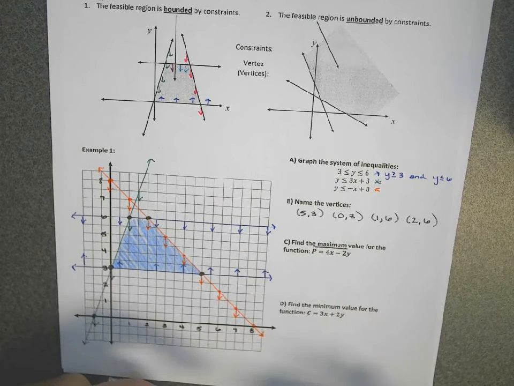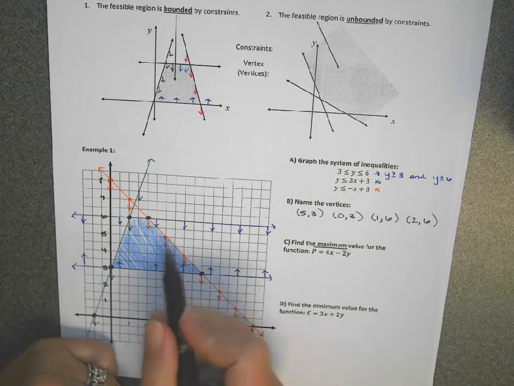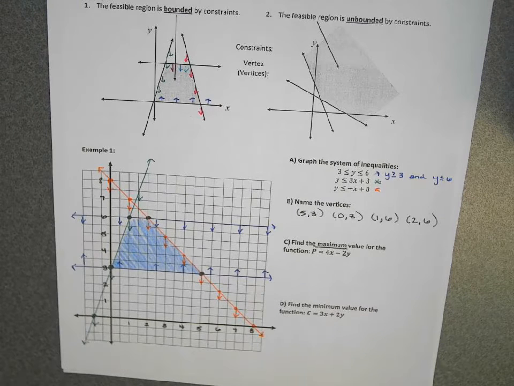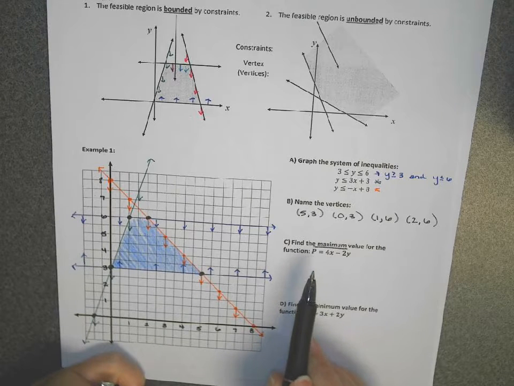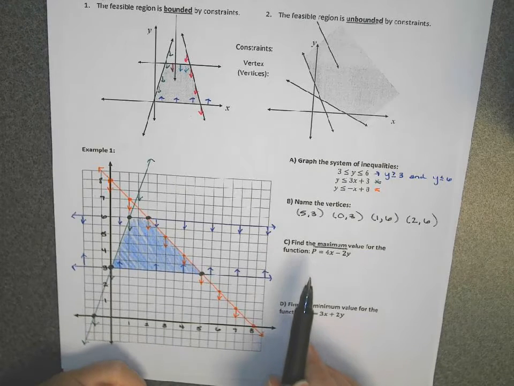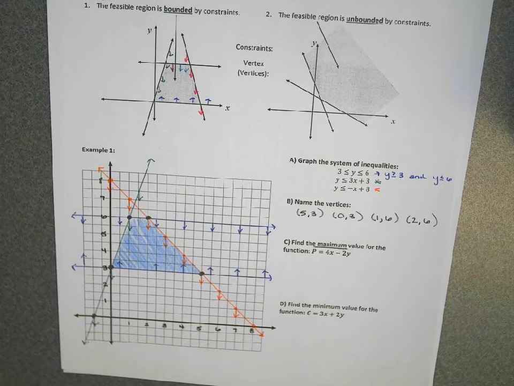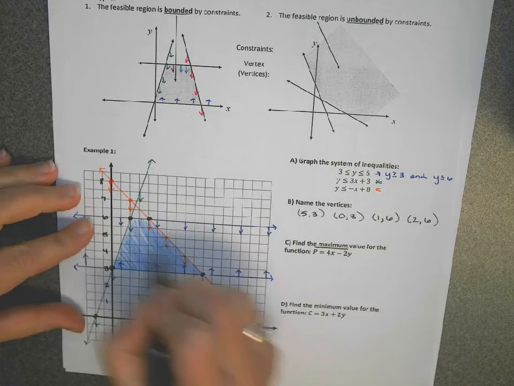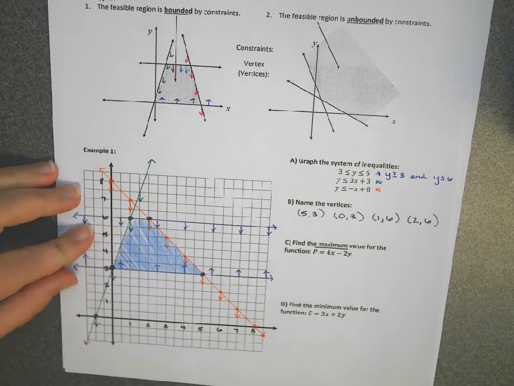A company would use this to figure out all possibilities for creating something, or whatever it is they're working on. And then P is going to stand for profit. You want to maximize your profit, right? A business wants to make as much money as possible. So they want to maximize their profit. And in order to maximize the profit, it's going to happen at one of the vertices.